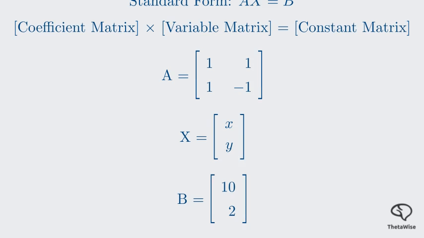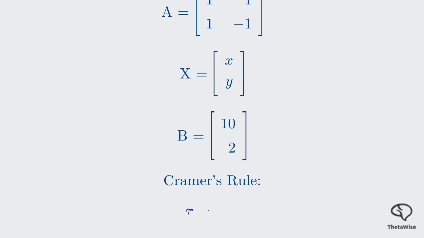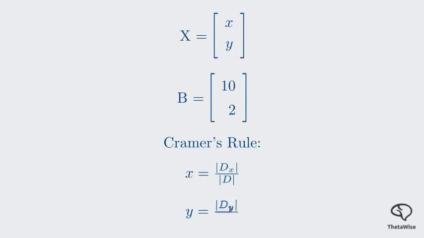Now Cramer's rule states that we can find x and y using determinants. Specifically, x is the determinant of a special matrix, D sub X, divided by the determinant of our main coefficient matrix, D. Similarly, y is the determinant of D sub Y divided by D. Let's break this down. First, we need to find D.